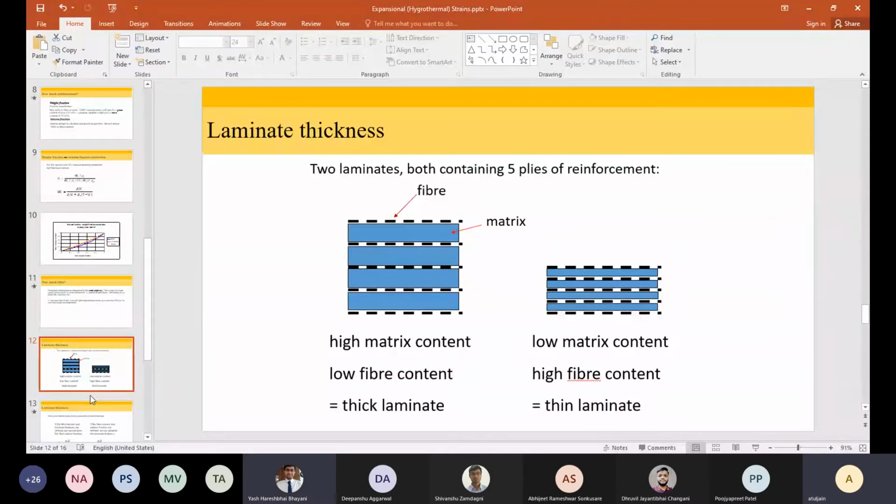So, sir, we can make matrix thinner, no? If you make matrix thinner, then the matrix content will be lower. Okay, sir.